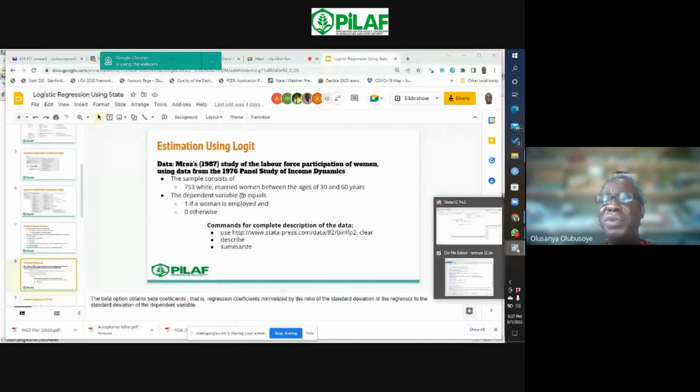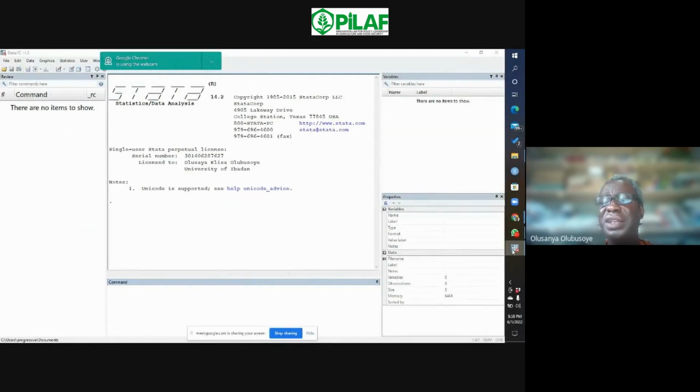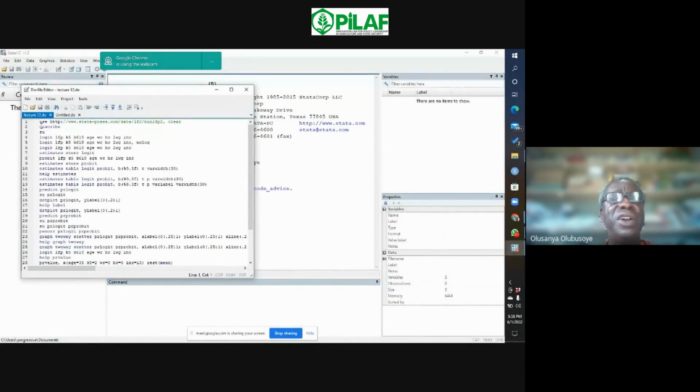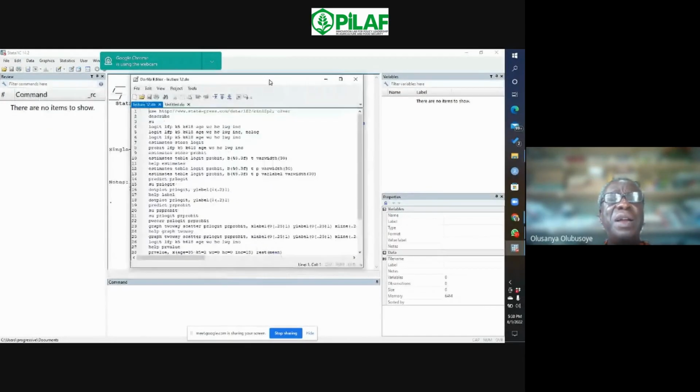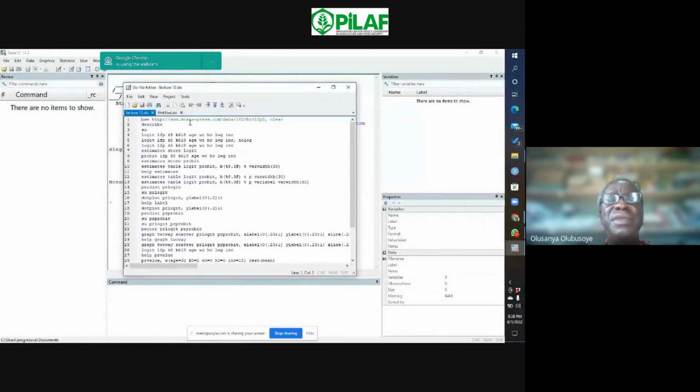What I've done is to create all the commands I want to use today. I've put them in a do file. If you insist, I will share the do file with you. I think I can even share it right away for those who want to follow.